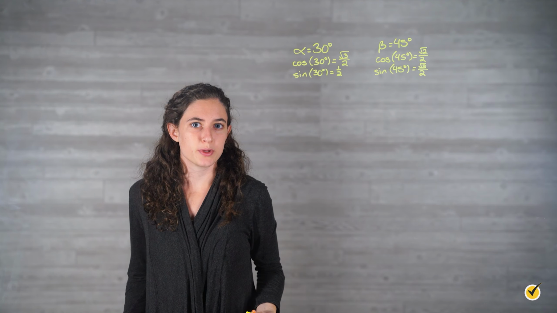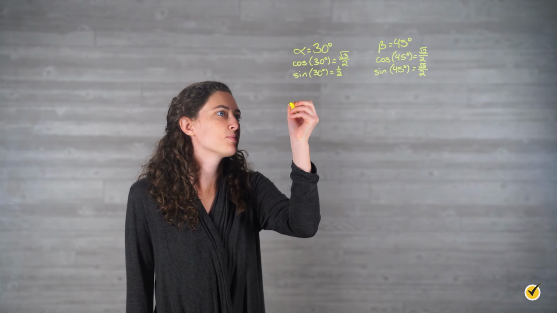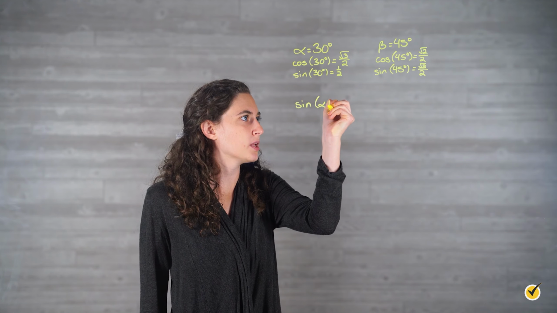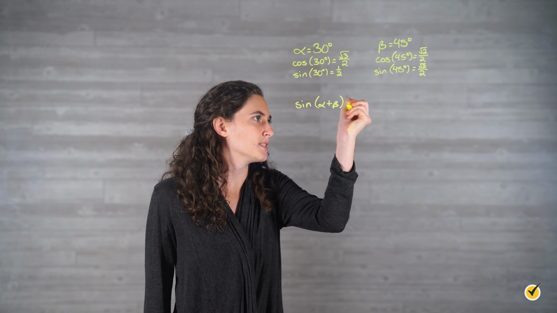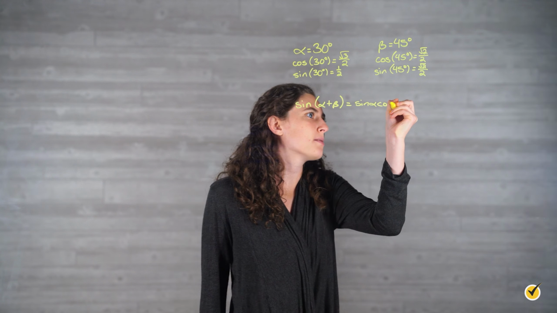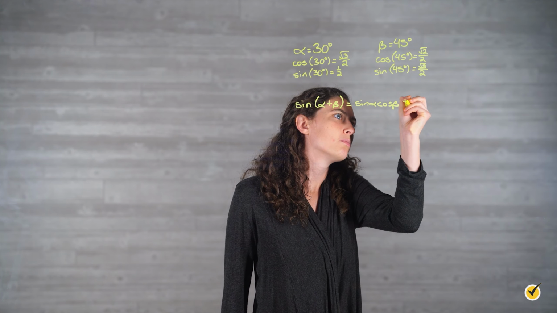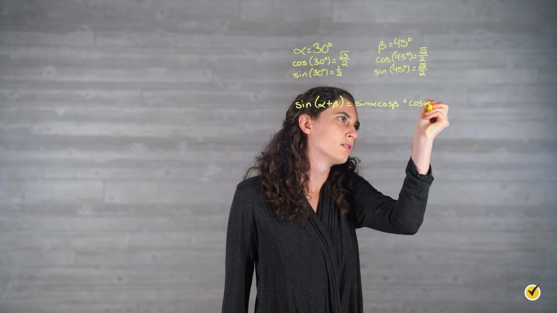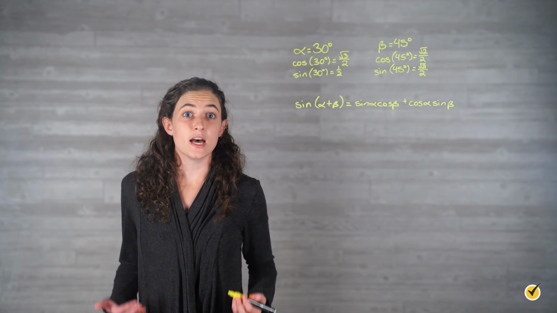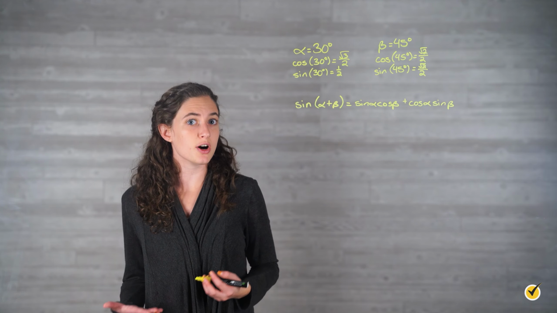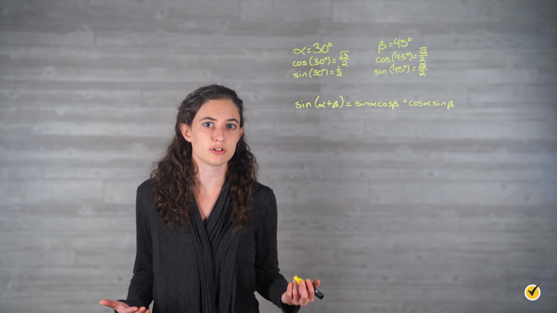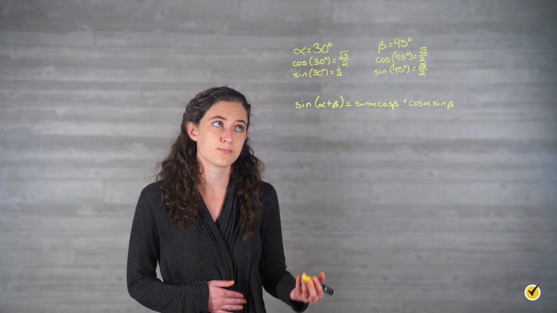Now we'll write down our formula for the sine sum identity. So the sine sum identity says that the sine of alpha plus beta is equal to the sine of alpha times the cosine of beta plus the cosine of alpha times the sine of beta. Then we'll substitute 30 degrees for alpha, 45 degrees for beta, and then substitute all of our sine and cosine values into the right side of our formula.